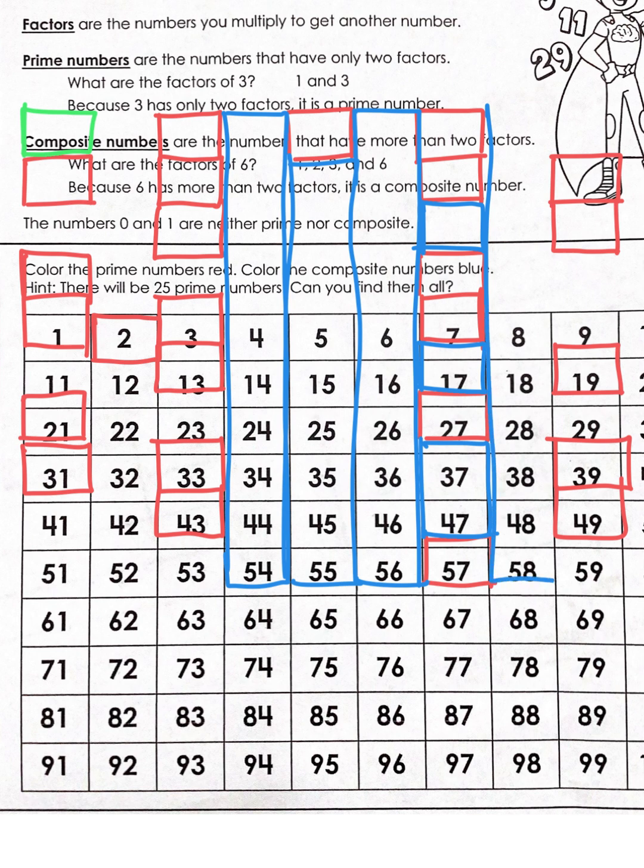So number 1 is green. Well, I just marked it a different color so it stands out. I used red and blue. Good. I did a pencil color.